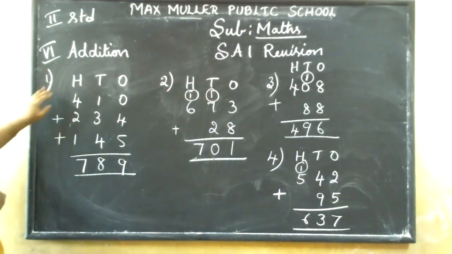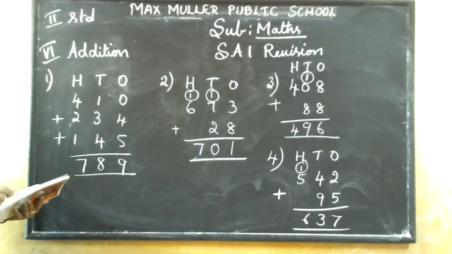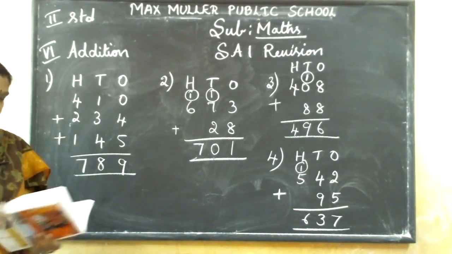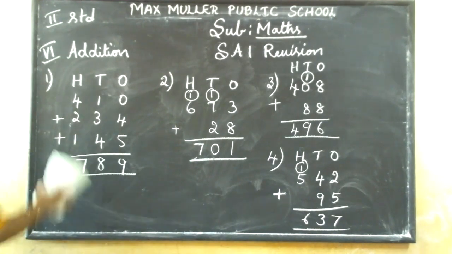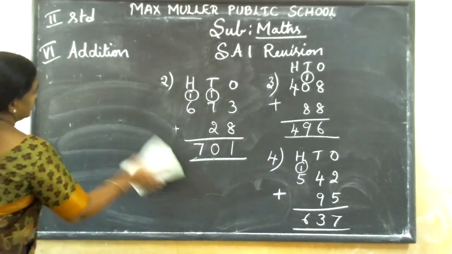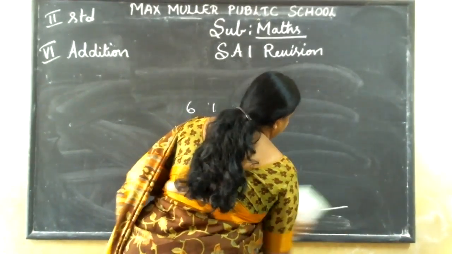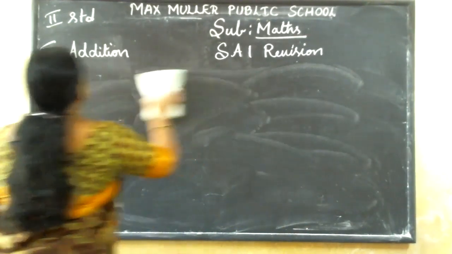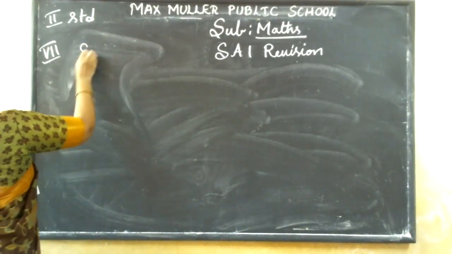Practice. Fourth main, I'll give 5 minutes to copy down. Neatly you want to copy down, children. Now we'll go to subtraction. Done with addition, children. Now seventh main, subtraction.